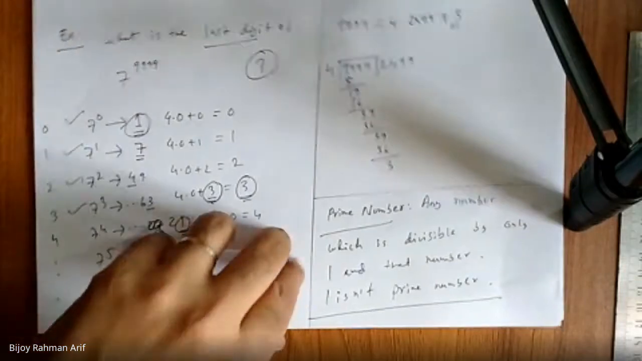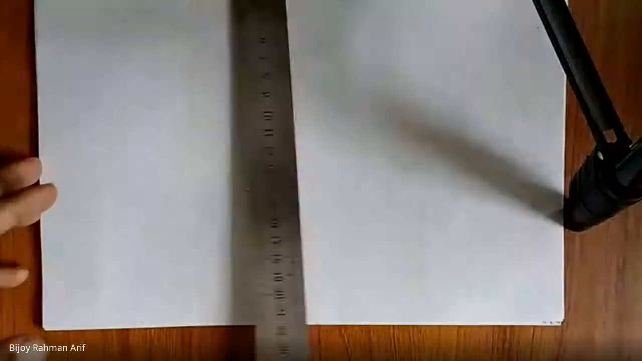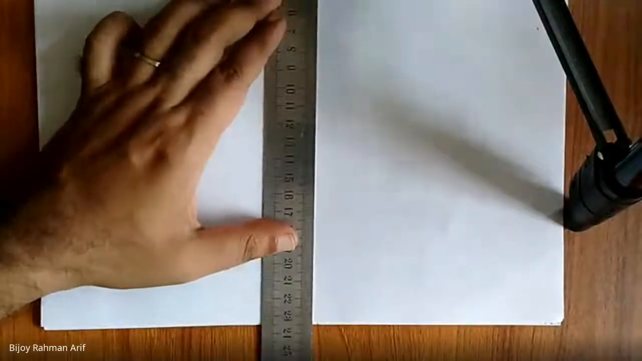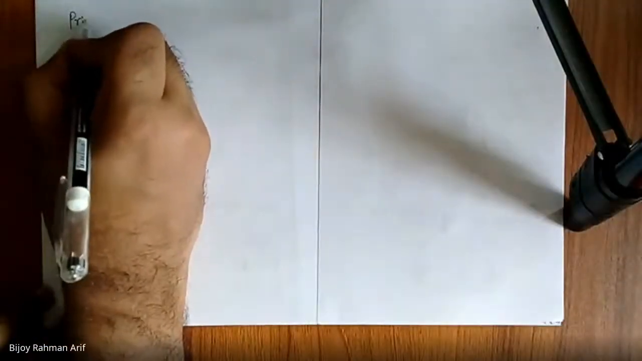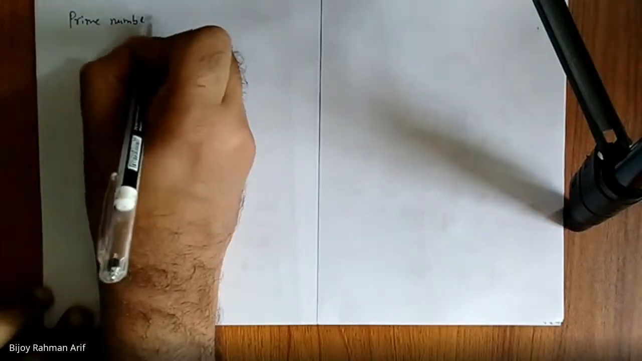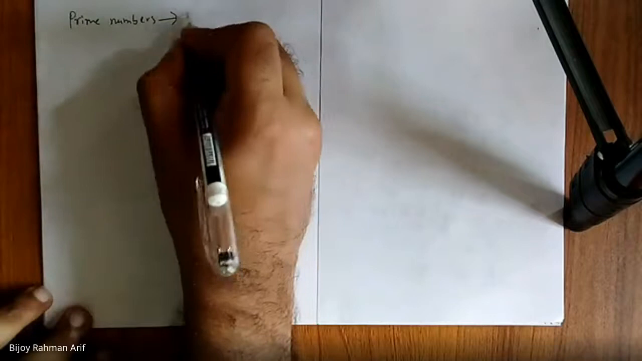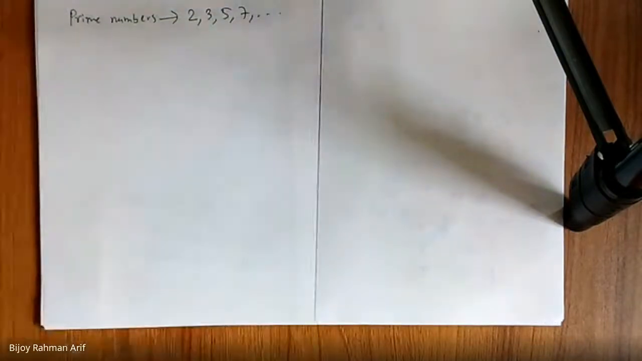Okay. Now what is the first prime number? 2. Then 3. Then 5. 7. Dot, dot, dot.